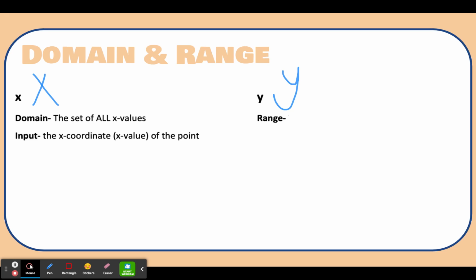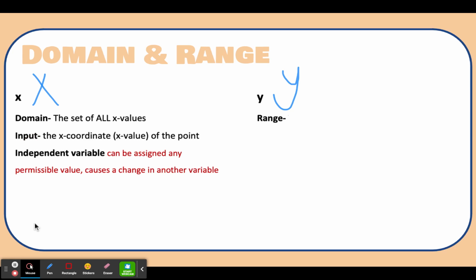We can think of domain as our input. It's the x coordinate, the x value of the point, and that's our input value. It's our independent variable. It does not depend on any other variable. It's independent. It can be assigned any permissible value.